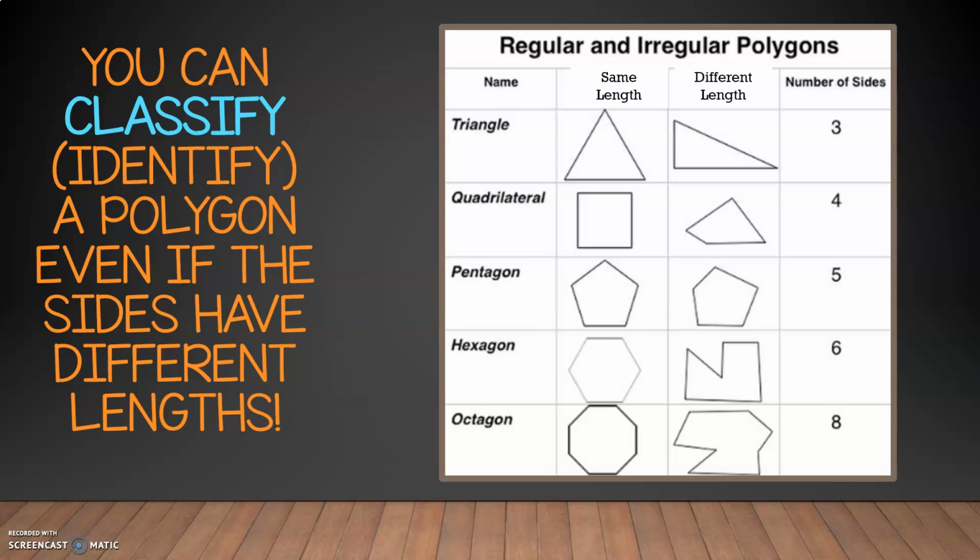Here's a quick tip. When you become a 4th grader, you're going to know that any of your polygons that have the same length sides are called regular polygons, and any that have different length sides are called irregular polygons. Get ready to wow your 4th grade teacher.